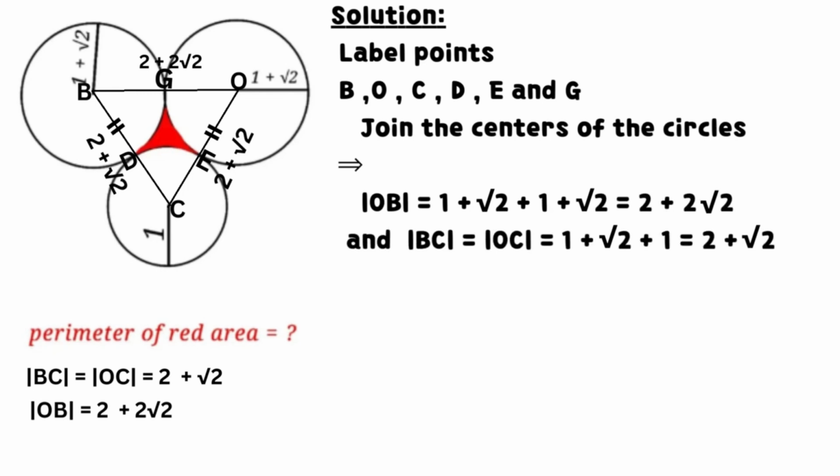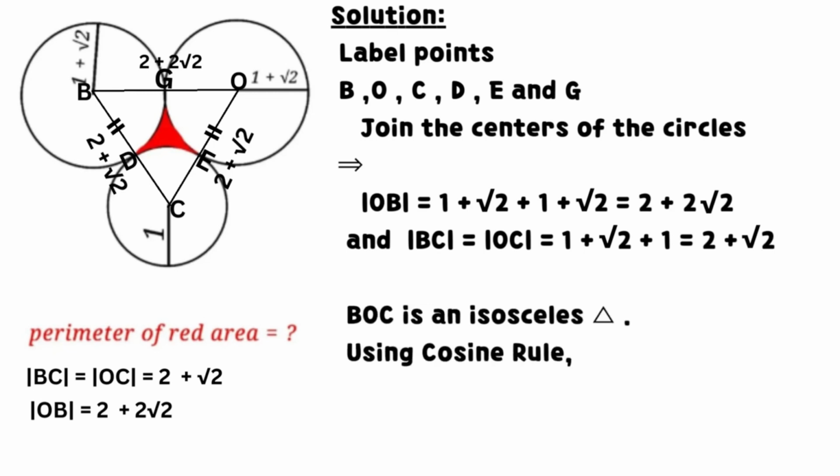This implies that line OB equals the sum of 1 and the square root of 2 plus the sum of 1 and the square root of 2, which equals the sum of 2 and 2 times the square root of 2. Also, line BC equals line OC, which equals the sum of 2 and the square root of 2, as shown on the screen.